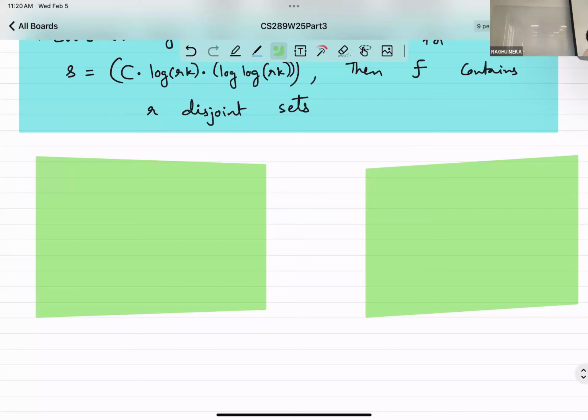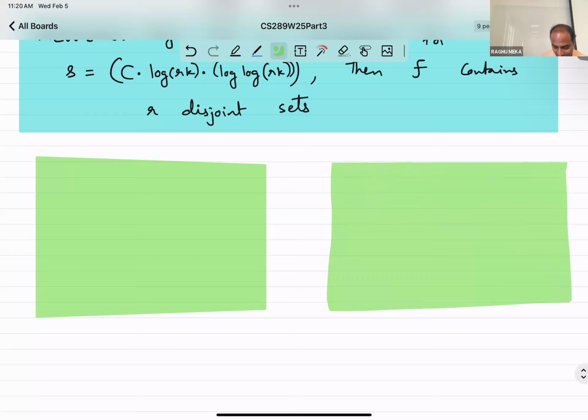Okay. So let's say I want to draw some sort of caricature of a spread family versus a non-spread family. How would a spread family look like? What kind of picture shows up in your mind when I say, okay, think of a spread family of sets? How do you picture them looking?